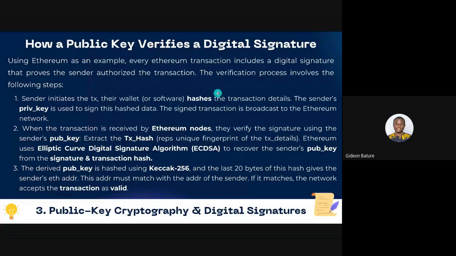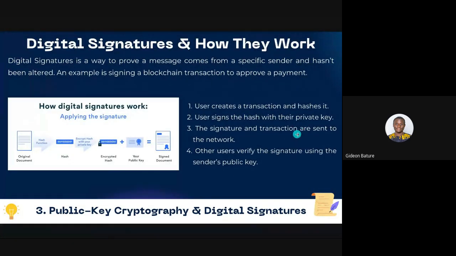All right, so let's look at the verification process. One, the sender initiates the transaction. Of course, initiating the transaction, he uses his wallet or software, because your wallet is your software. I'm not talking about the wallet you use to put money, I mean your normal wallet, Trust Wallet, Brave, sorry, MetaMask and the rest. Then it hashes the transaction details. The sender's private key is used to sign this hash data. The signed transaction is broadcast to the Ethereum network. So are you seeing it? This first process is what we looked at. That's number one here.